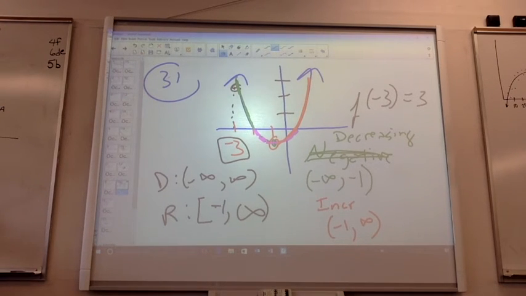The next one is going to be done the exact same way. So the function at negative 3, it looks like it's at 1. The domain is negative to positive infinity. The range goes from negative 2 to infinity. And then worry about just increasing or decreasing. Don't worry about where it's negative at this point.